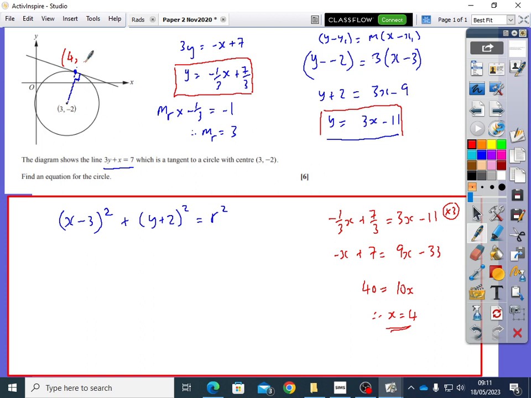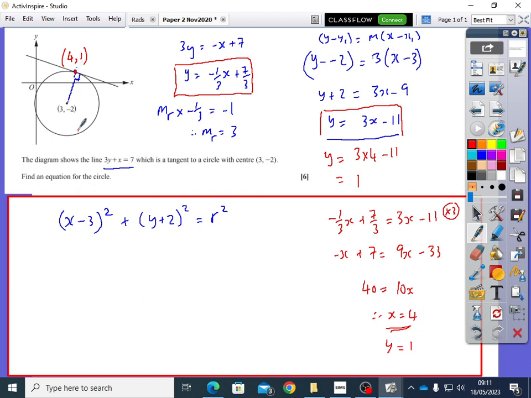I need to find what my y coordinate is. Now for the y coordinate, you can simply plug your x into any of these equations, and it will give you the y coordinate. Since these are all integers, I'm going to plug it in here. So when x equals 4, y will equal 3 times 4 minus 11. That's going to give me 12 take away 11, which is 1. So y is going to be 1. I'm going to put the coordinate here. So I know that's where those lines intersect.